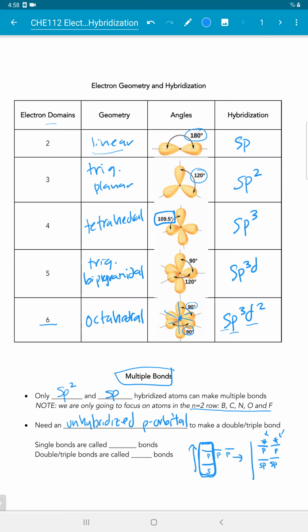So single bonds are going to be called sigma bonds. And when you have a double or triple bond, you start to call those the pi bonds. And so on the next screen here, we're going to identify some of the atoms, determine what their hybridization is, and talk about the types of bonds, sigma and pi, that are there.